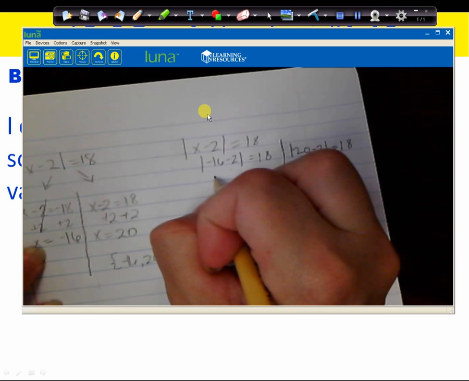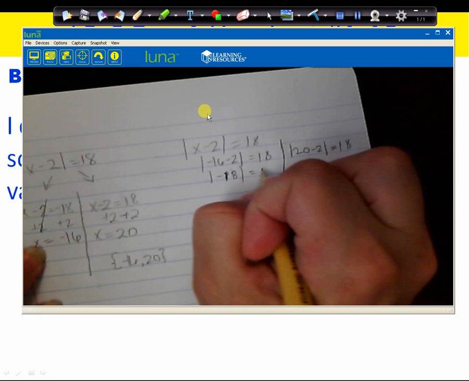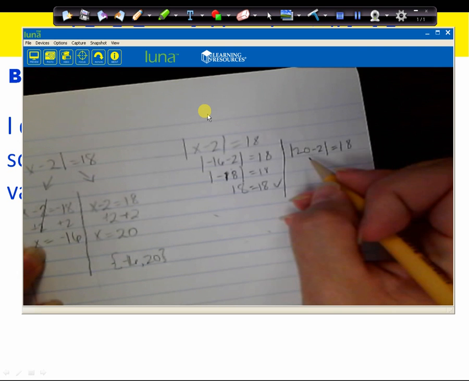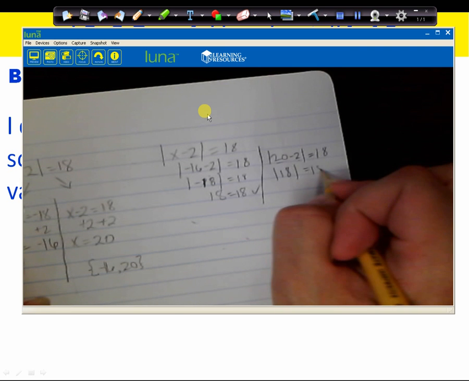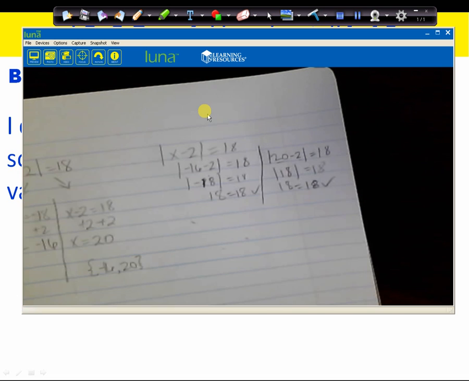Negative 16 minus 2 gives me negative 18. The absolute value of negative 18 is 18. 18 equals 18. 20 minus 2 gives me 18. And 18 equals 18. So that does check out.